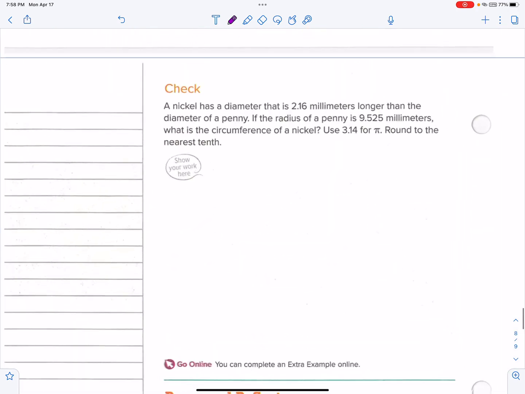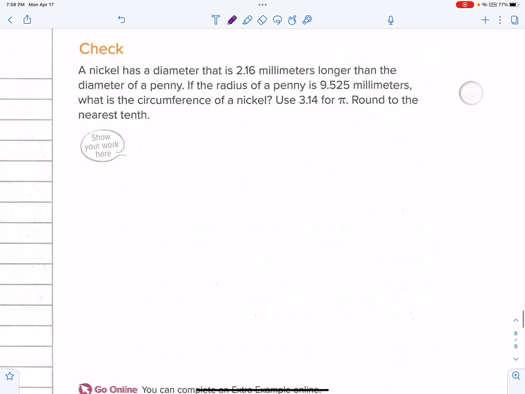All right, let's move down to this one. This one's for you to try out. A nickel has a diameter that is 2.16 millimeters longer than the diameter of a penny. If the radius of a penny is 9.525 millimeters, what's the circumference of the nickel? Be careful. They're letting you know the diameter is this many millimeters longer than the diameter of a penny, and then they're giving you the radius of a penny. So it may help for you to draw a picture. So go ahead and pause, try it out, see what you can get, and then you can follow along with me to check your work.